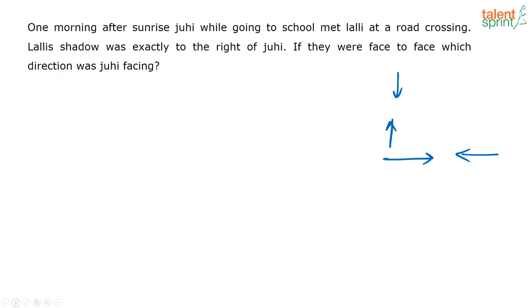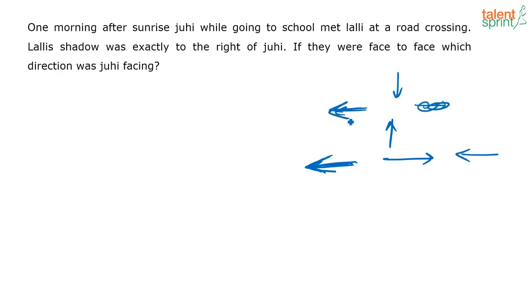So these are the two possibilities that we have, and we know for sure that during sunrise the shadow will always be towards the west. Now if Juhi and Lali are facing east-west, where will the shadow be? The shadow will be behind one of the persons, or in front of one of the persons. That's how it should be. Now what are they giving in the question? They are saying that Lali's shadow was exactly to the right of Juhi. So to the right of Juhi means it either has to be north or south, right? Right of Juhi means this or this direction has to be the shadow. That's what they're trying to say, correct?